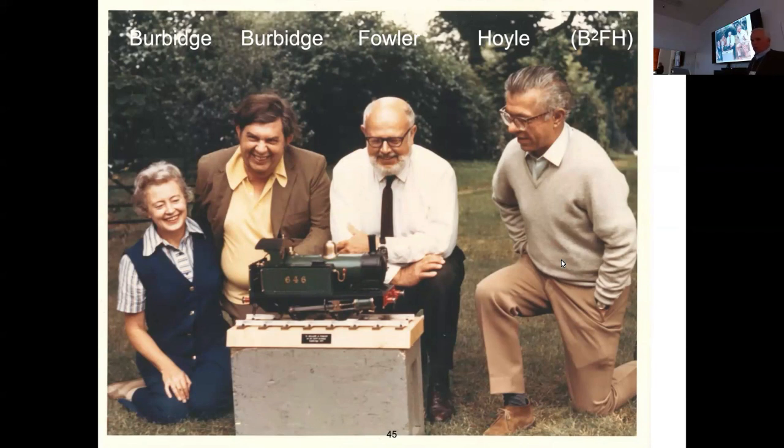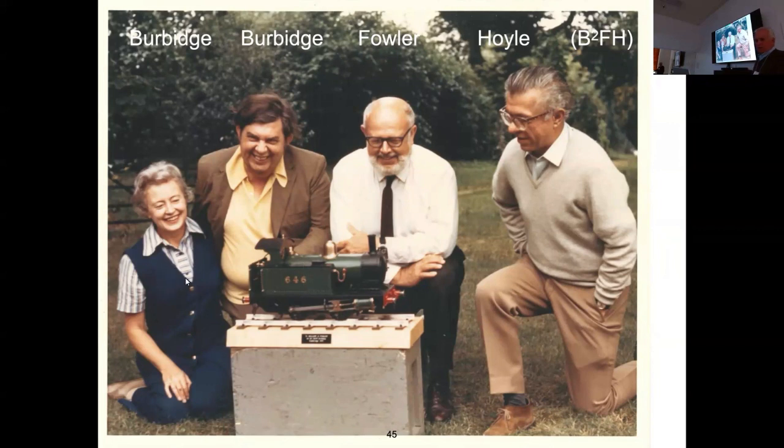This was all worked out by many people, but a seminal paper was by Burbidge, Fowler, and Hoyle. It's called B squared FH, and this is the only picture I could find of them. It's apparently Fowler's birthday, and they gave him a train. That's why that's there. But Fred Hoyle, you've heard about. He's the one who invented the name Big Bang. He's quite an interesting guy.